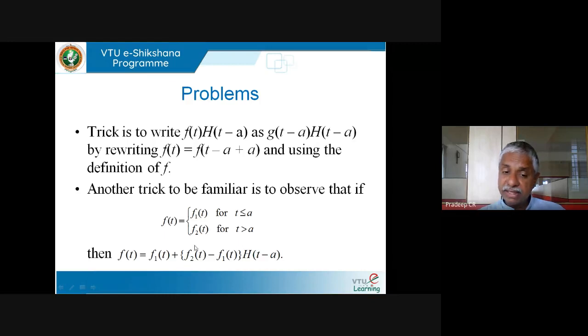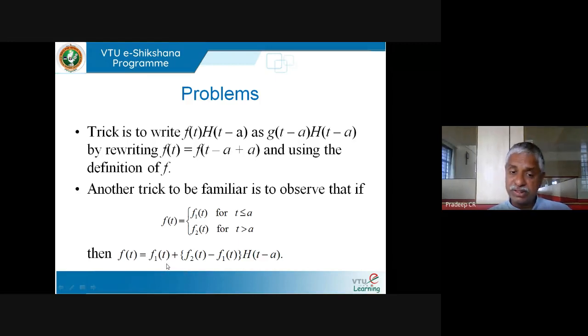It means if t is less than or equal to a, what happens? And if t is greater than a, what happens to the right-hand side of this expression? It means I want to see f1(t) plus (f2 minus f1) times h(t minus a), what are its values depending on the value of t. So if t is less than or equal to a, let's first consider that. If t is less than or equal to a, what happens to h(t minus a)?